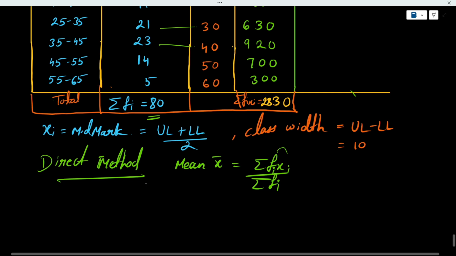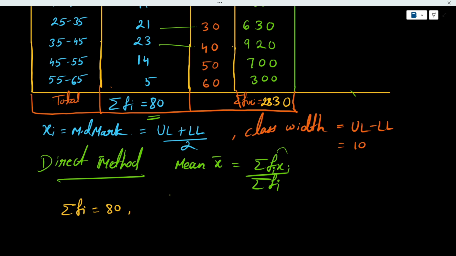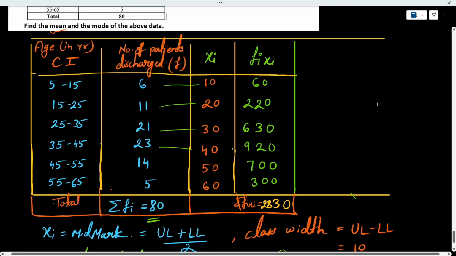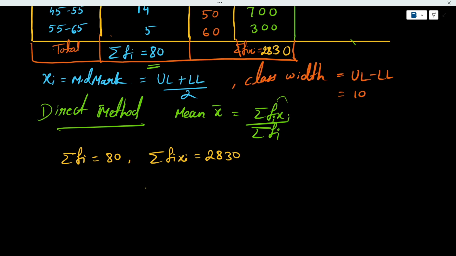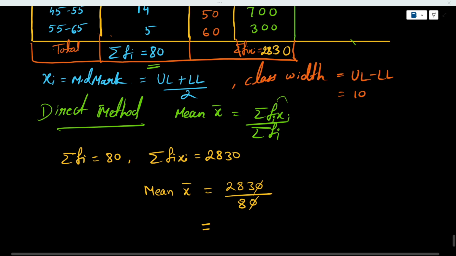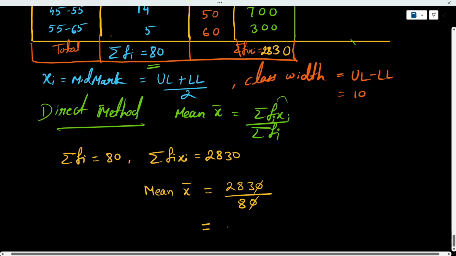So whenever, first you write down the formula, and you write here sigma fi is 80 and sigma fi xi is 2830, right? Then after that you substitute to get the mean, which is written as x bar. You write here 2830 by 80. Now remember, whenever you are doing this, you will get the decimal up to two places, right? So how are we going to get the decimal value here? Divide by 8 directly, you can divide it here.